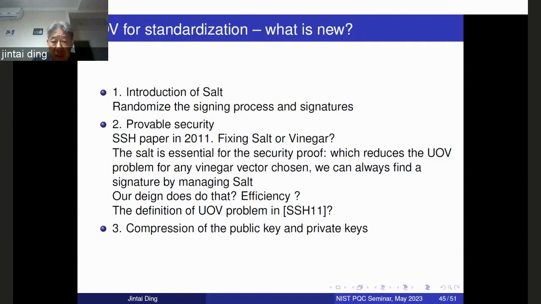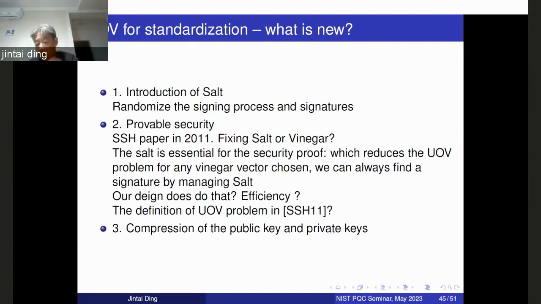Number two, the new thing we do, which also happened in Rainbow, is the compression of the public key and private key. A simple description of what happened is that we realized that during the generation process of the public key, we can choose a certain part randomly and the rest can be computed. This technique was first proposed by Petzoldt, and we can use it, with seeds and so on, to reduce the public key size and the private key size by like 60 or 70%.